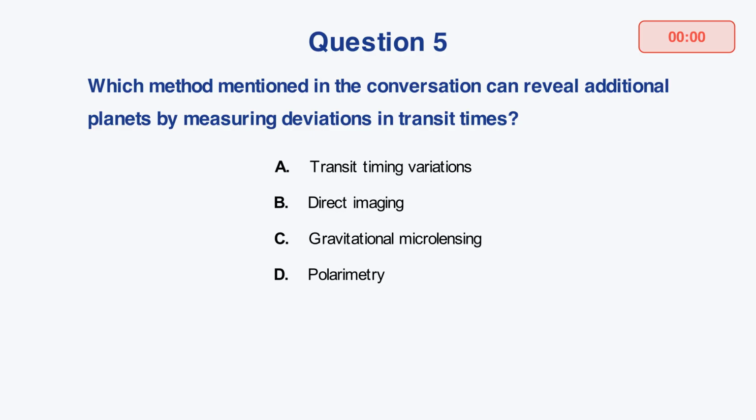Listen again to part of the conversation, then answer the question. By combining the transit radius with the radial velocity minimum mass, you can estimate the planet density and distinguish between rocky and gaseous worlds.